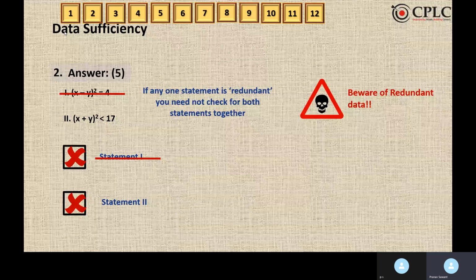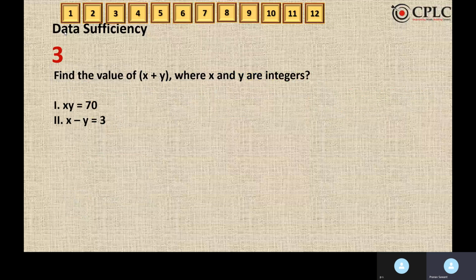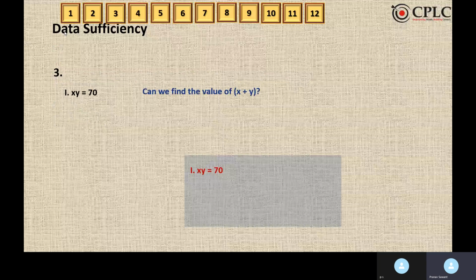Moving to the next question. Find the value of x plus y where x and y are integers. By using only the first statement, can we find out the value of x into y is equal to 70? Yes. These are the possibilities that we have. Now, we don't want possibilities, we want a definite answer. As we need a definite answer, is there any one possibility that is left? No. We have four possibilities, hence, by using statement 1 individually, we cannot answer.